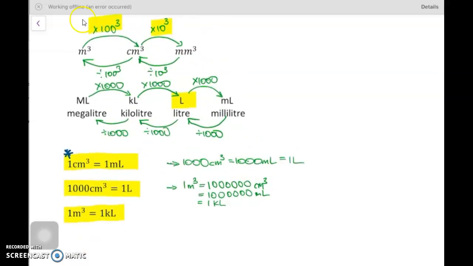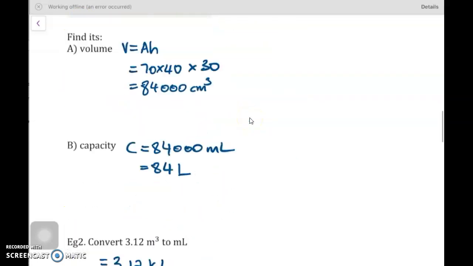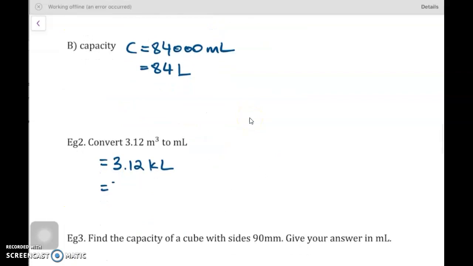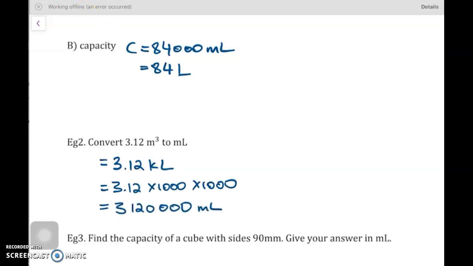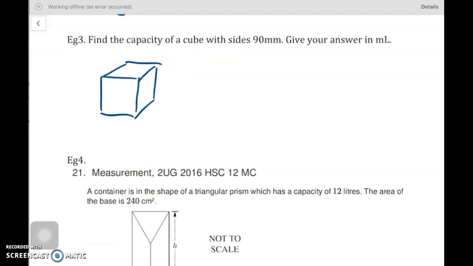So to go from kiloliters, we need to multiply by 1,000, and then 1,000 again to get to the milliliter. So it'll be 3.12 times 1,000 times 1,000. And that should give us 3,120,000 milliliters.